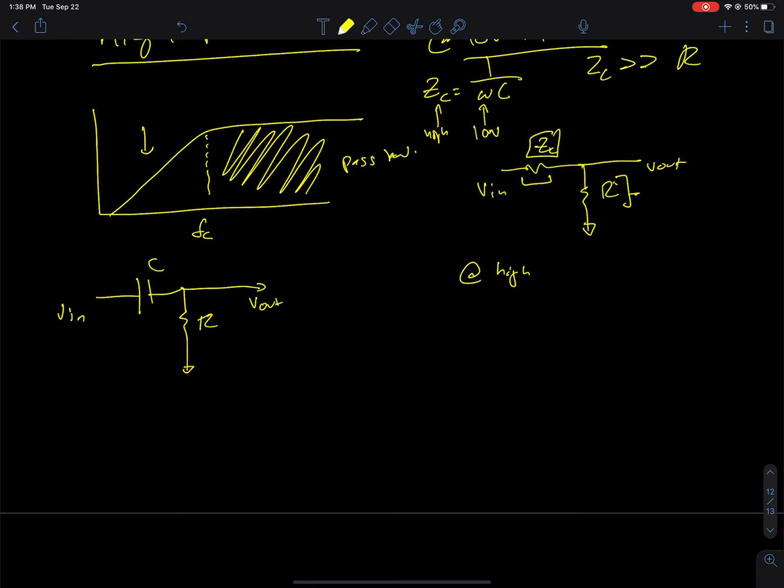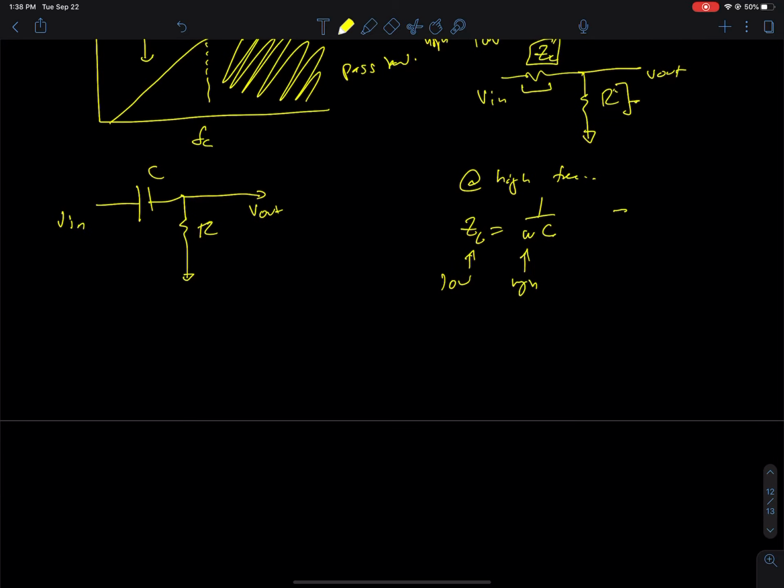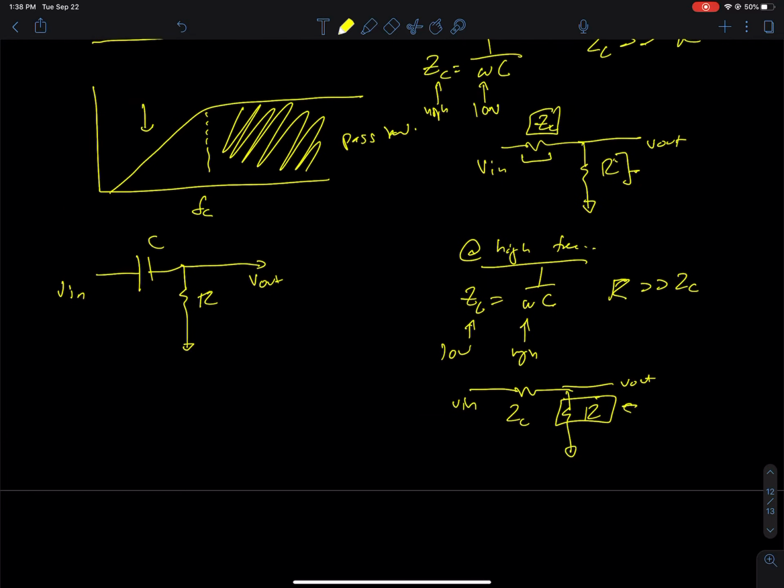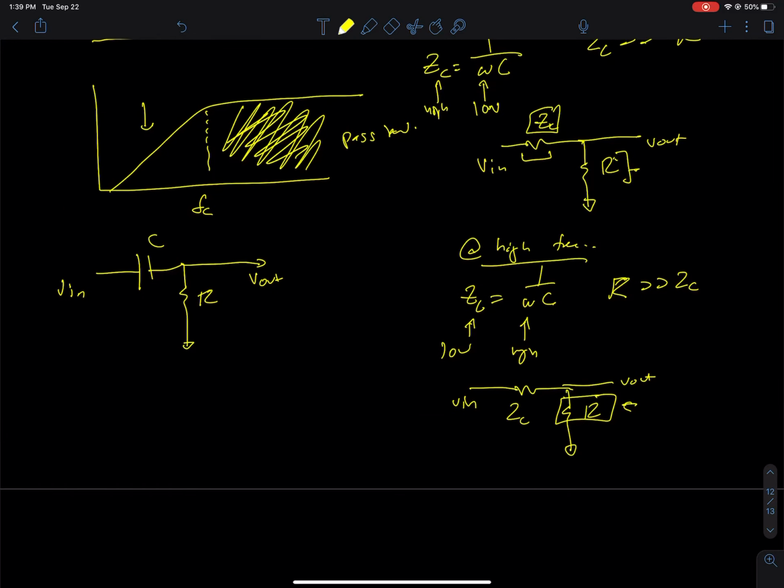At high frequency, ZC equals 1 over omega C. This is high, and since this is in the denominator, ZC is low. Therefore, R is much greater than ZC. Therefore, the majority of the voltage drop will occur across R, being in the passband range.